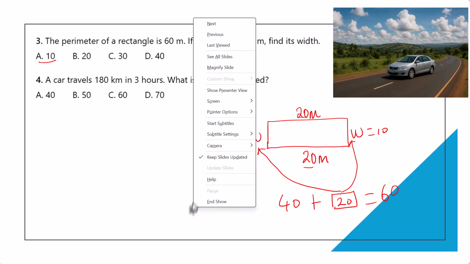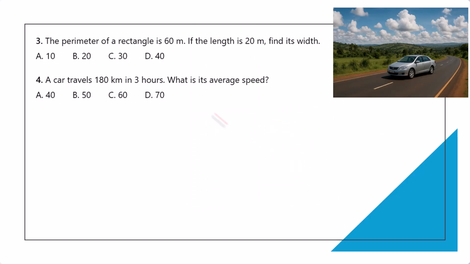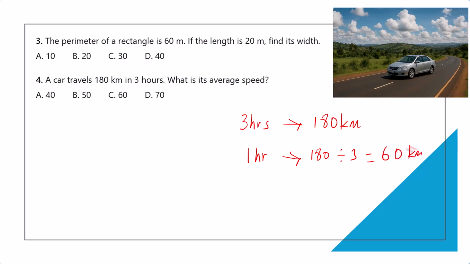Question 4, it says a car travels 180 kilometers in 3 hours. What is its average speed? Now, think of it this way. In 3 hours, the car does 180 kilometers. When they say average speed, they want to see what it does in 1 hour. So we need to divide this by 3. So you just do 180 divided by 3, and that will give you 60 kilometers. So the average speed is going to be 60 kilometers per hour. You just divide distance by time, and that will give you 60. So the answer is C on that.